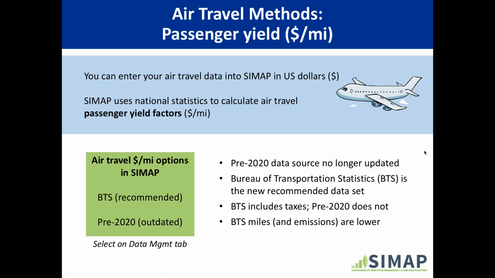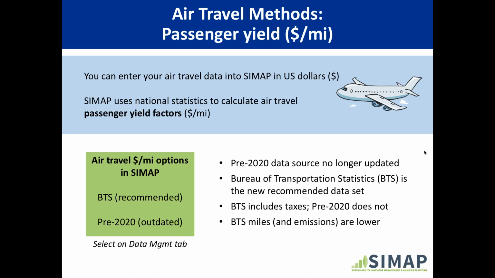The data source that we were using before is no longer being updated, so that was getting more and more out of date. The new data source is from the Bureau of Transportation Statistics and their airline origin and destination survey, which they do quarterly. This is a large data set of millions of data points, and basically they have a data point that is fare per miles flown. We take that data, remove outliers, and take the median value to calculate our conversion factor here.